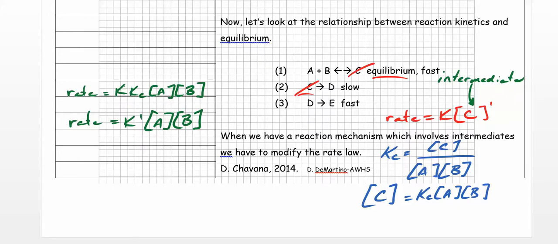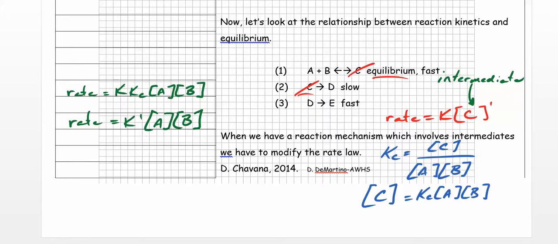So now what we're going to do is isolate the intermediate. We want the intermediate by itself. So C then is equal to, that's the Kc, I'll pull A and B up. And so the concentration of C would be equal to Kc times the concentration of A times the concentration of B. Now watch what I'm going to do.